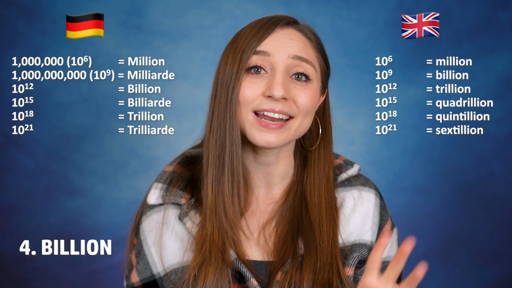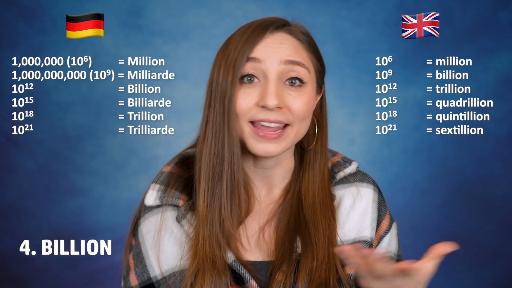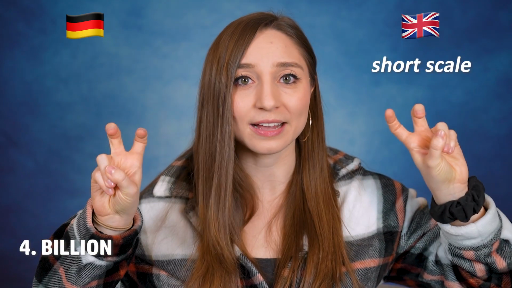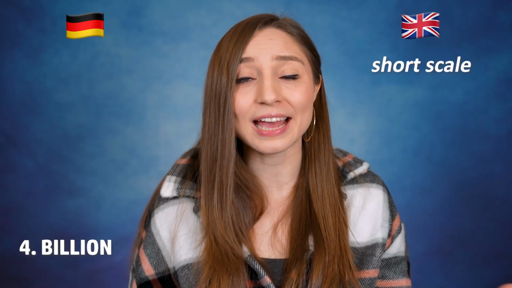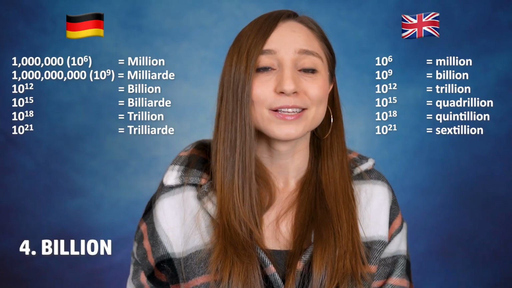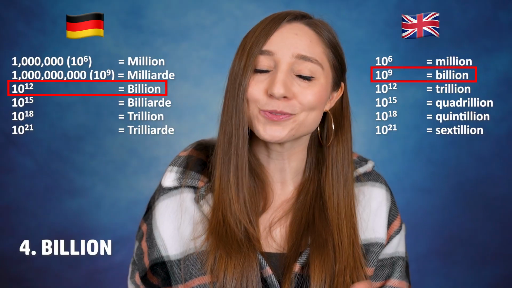The reason for this is that in the US and most of the English-speaking world, as well as Brazil and Arabic-speaking countries, it's common to use the so-called short scale for these large numbers. While in Germany and most of continental Europe, we use what's called the long scale. So in German, Billionäre don't exist yet, but in English, they definitely do.